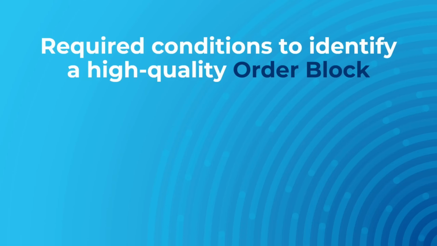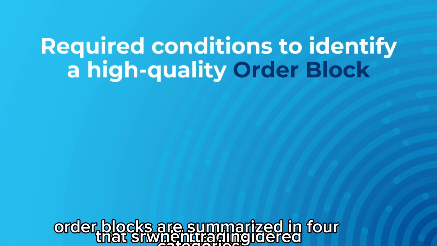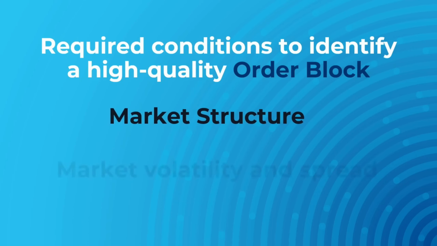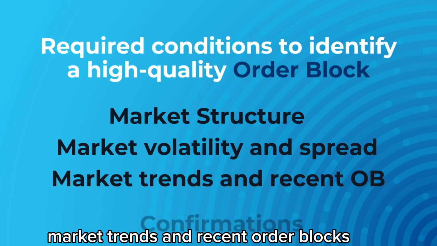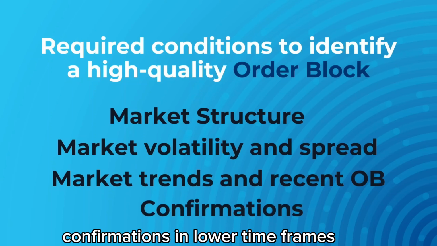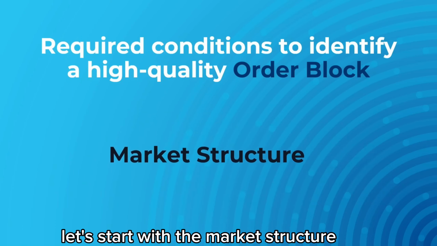We do our best to answer all the factors that should be considered when trading. Order blocks are summarized in 4 categories, including market structure, market volatility and spread, market trends and recent order blocks, confirmations in lower time frames. Let's start with the market structure.